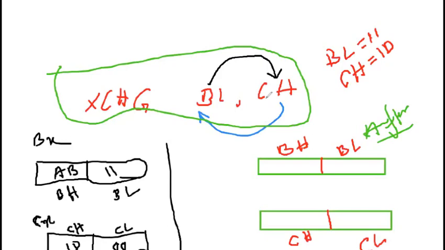What is our job actually? The value for CH should go to the BL. What is the value of CH? 1D, right? Yes, sir. 1D should go where? BL. So this should be 1D. What is the value for BL? 11. 11 should go where? CH. Where is the CH? This is the CH, right? And it should be 11. Is that clear? Yes.